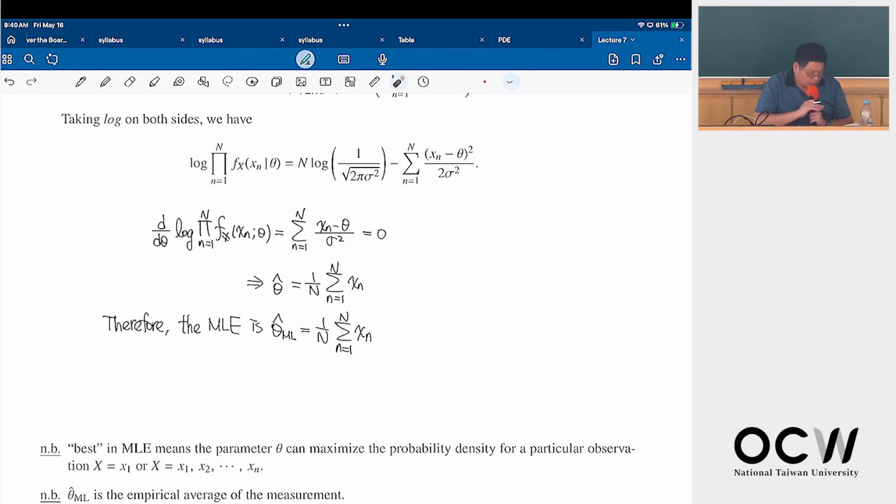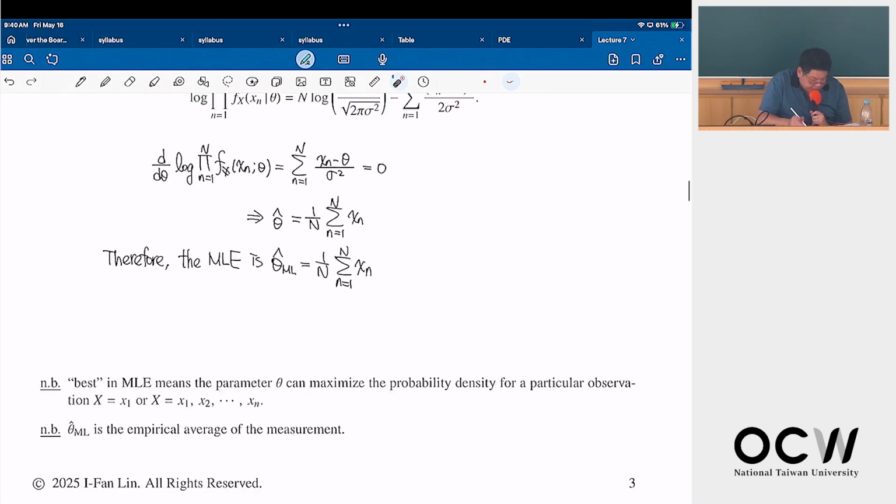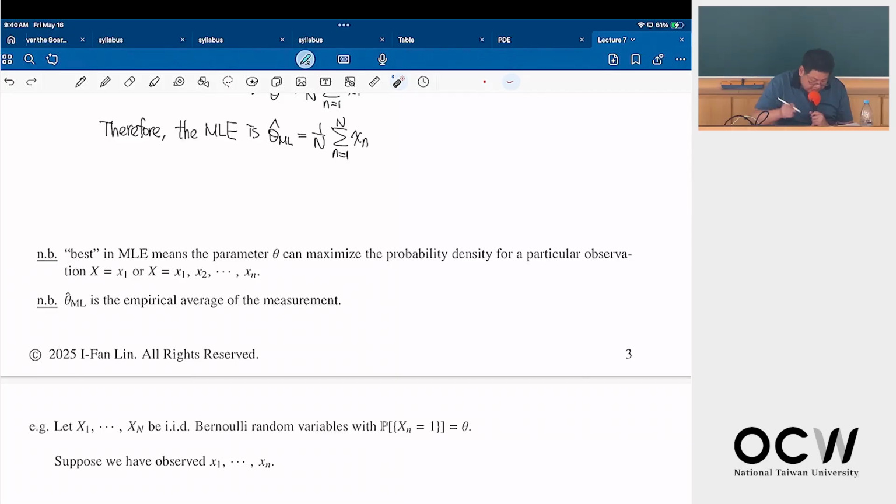Okay, let's see another example. This is the example for the continuous case. Next one is the discrete case. x1 to xn are IID Bernoulli random variables. For their parameter, theta is when xn is 1. If the observation is 1, then the probability is theta. And we observed n observations.